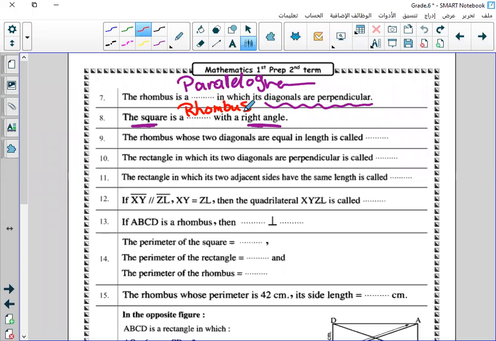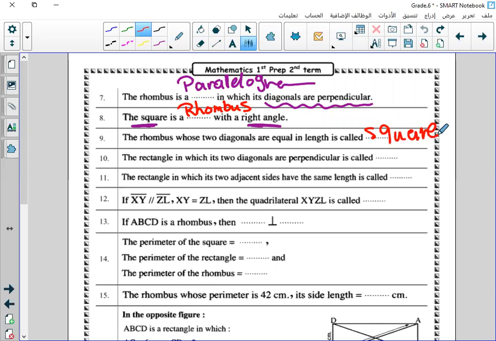Number nine. The rhombus whose two diagonals are equal in length is called what? Just one second, Bilal. Number nine. The rhombus whose two diagonals are equal in length is called? Okay, Habiba. Square. Excellent.